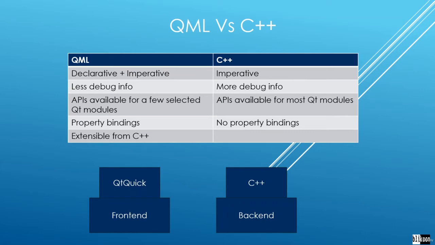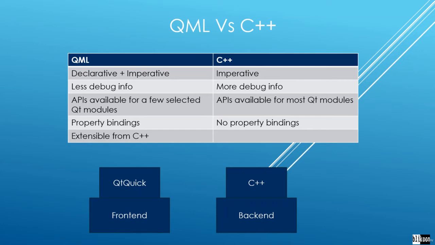It is also important to know the difference between QML and C++ in terms of what is available to you, what can you use. QML is declarative, we just saw that in a previous slide, but it is also imperative because you can use JavaScript, which is an imperative language, to add some interactivity to our QML applications. C++ is imperative. You are going to see less debug information in QML, and C++ is a beast when it comes to giving you debug information. There are APIs for most Qt modules in C++, but QML covers only a few selected Qt modules. It is new compared to the C++ side of Qt, but it is getting there.